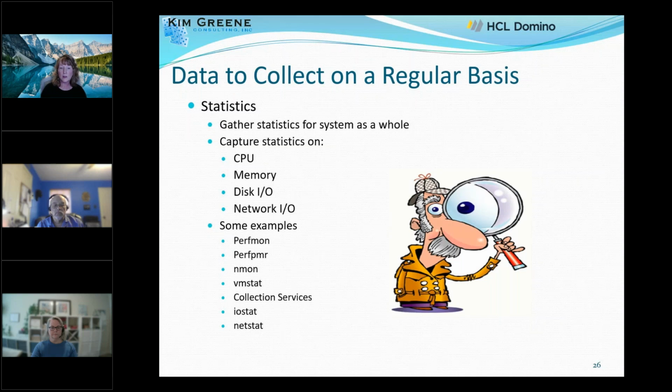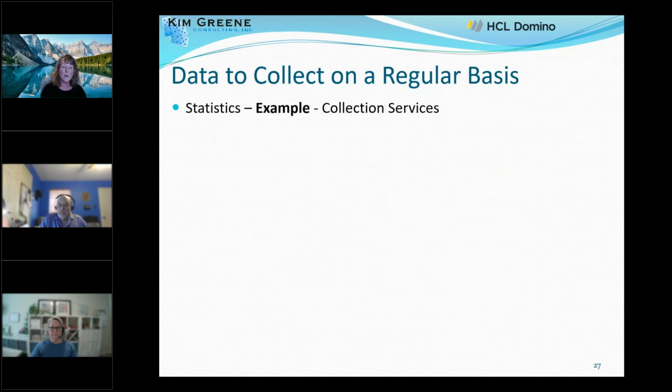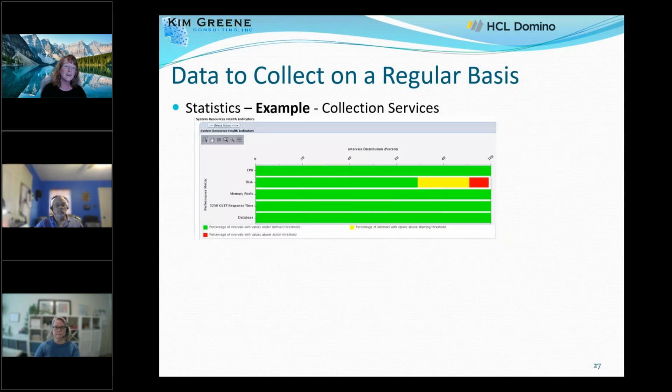So here are just some common examples of performance tools depending on the platform that you have your Domino server implemented on. Let's take a look at an example. Here we have an example of collection services. This is the performance tools that are built right into the IBM i operating system. For those that tend to think it's the green screen monster and this archaic system, well, take a look at this. Here's an example of the system resource health indicator.